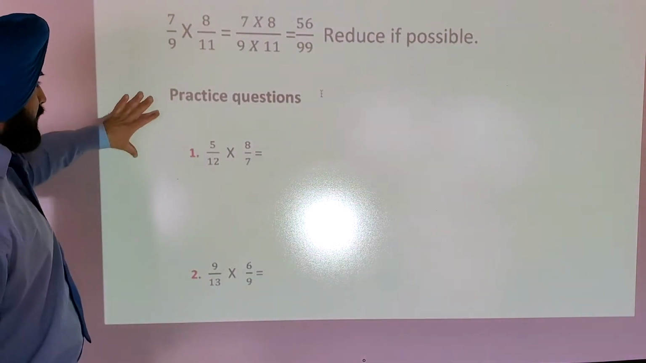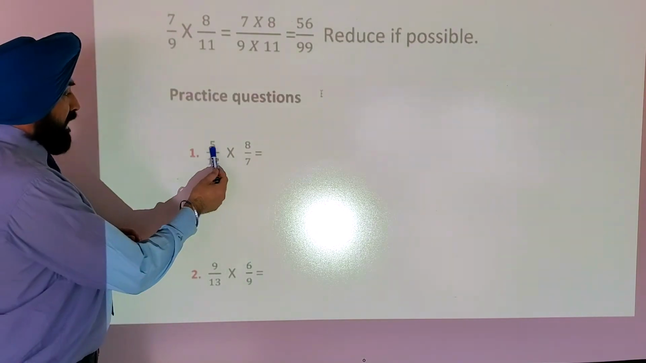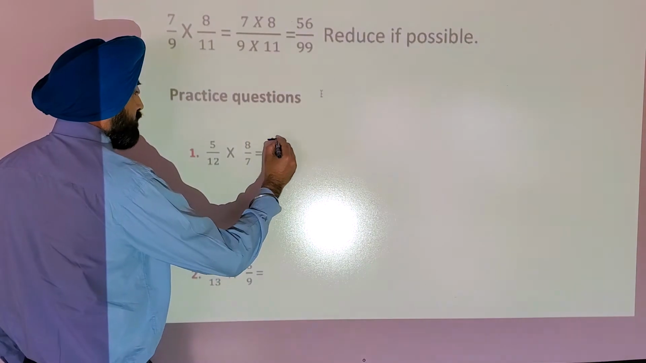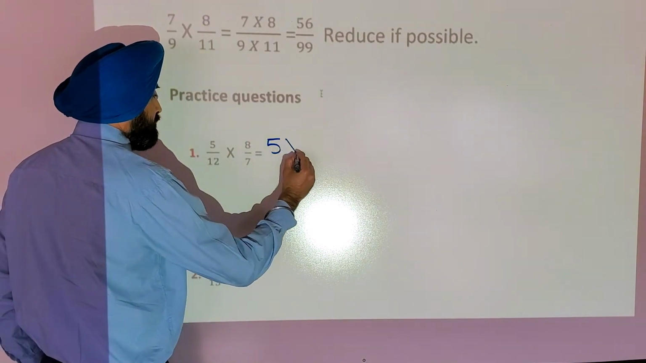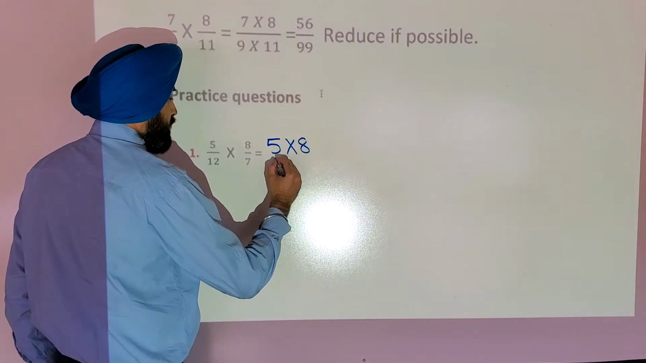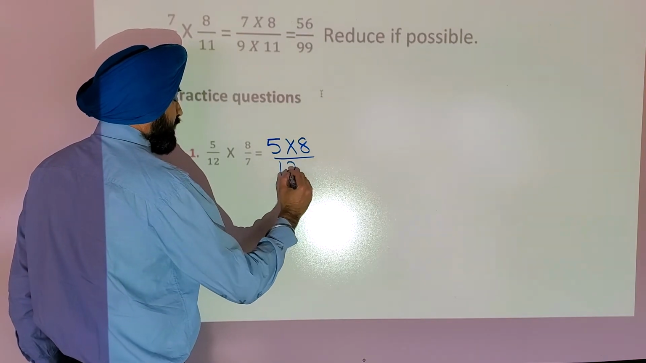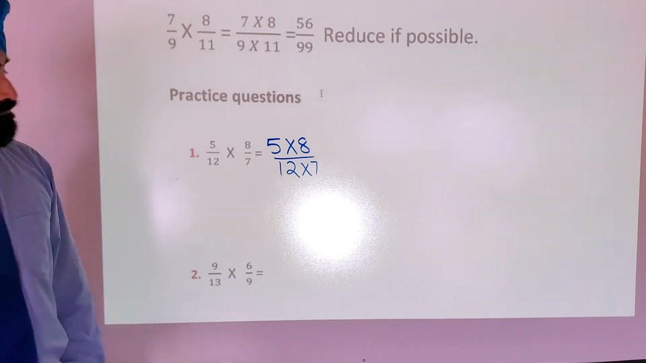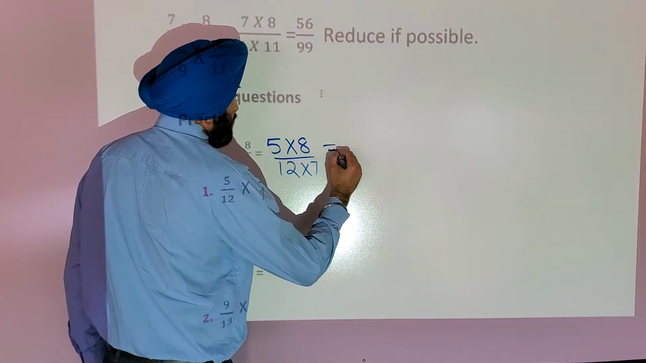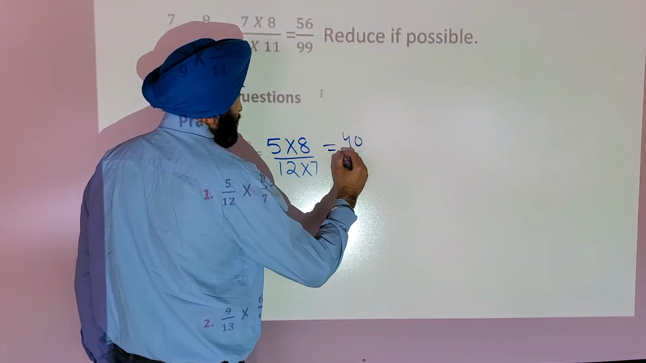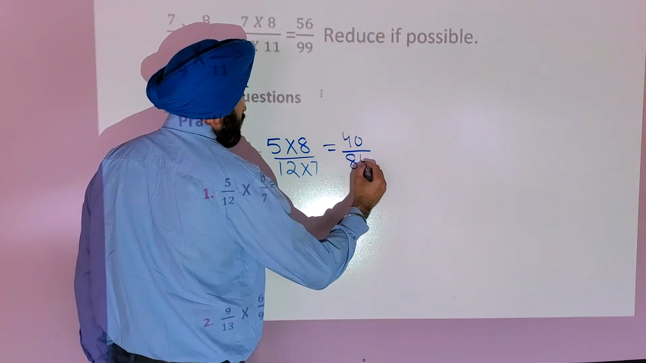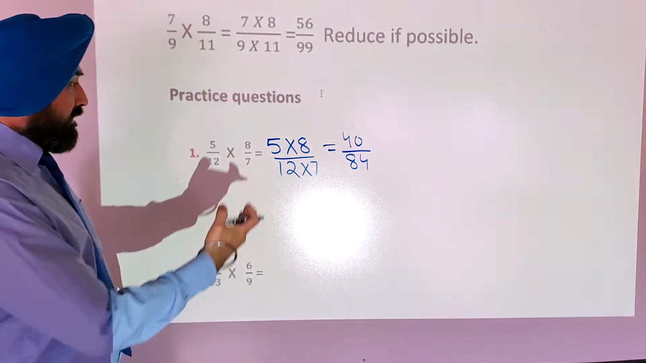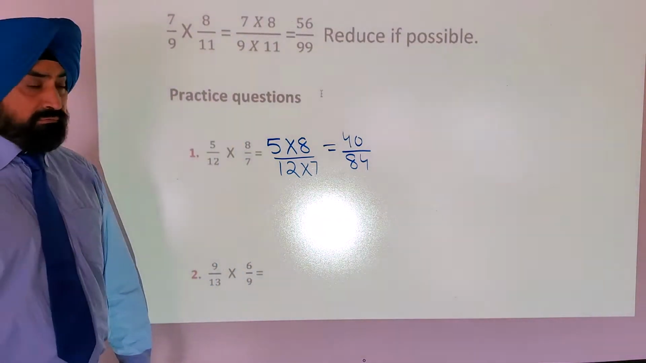Let's do some practice questions. 5 over 12 times 8 over 7. So what we will do, we multiply top by top, 5 times 8, and 12 times 7. Top by top, bottom by bottom. 5 times 8 is 40. 12 times 7 is 84. Now reduce if possible, right? Here it's possible, both are in the table of 2. Yes, we can reduce it.